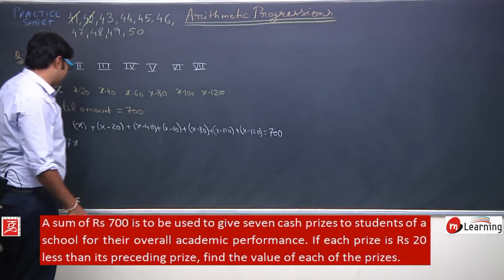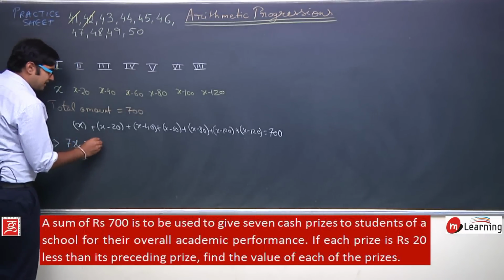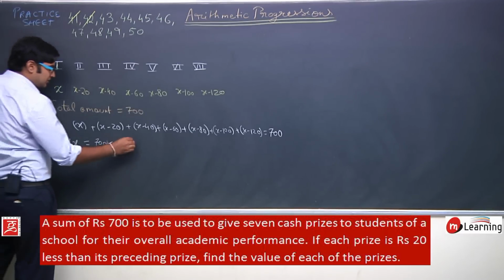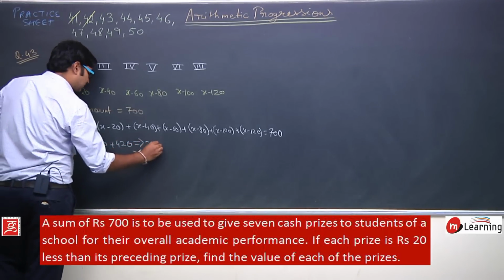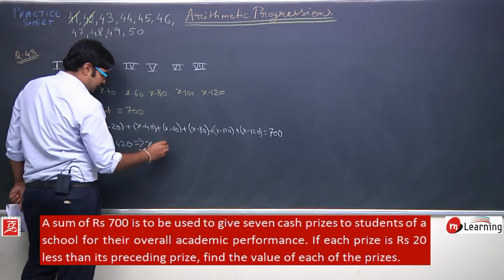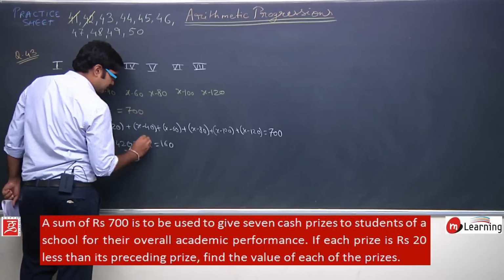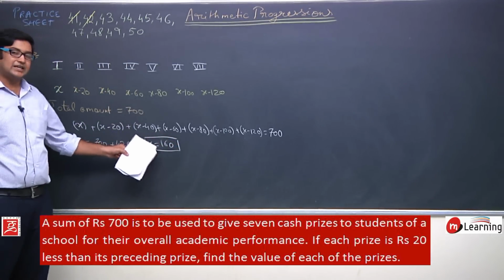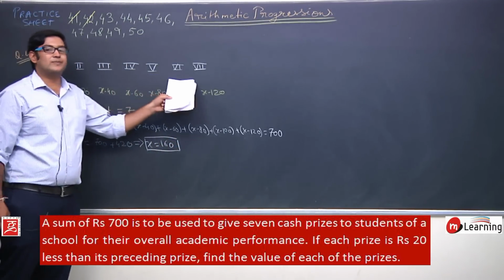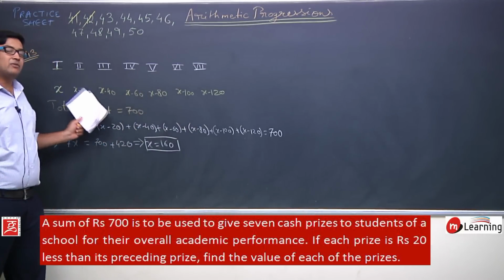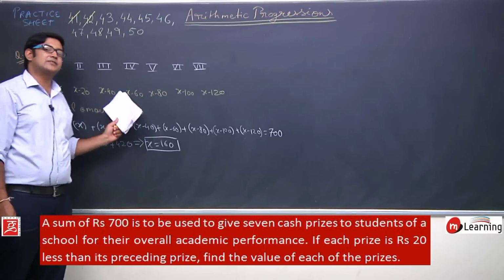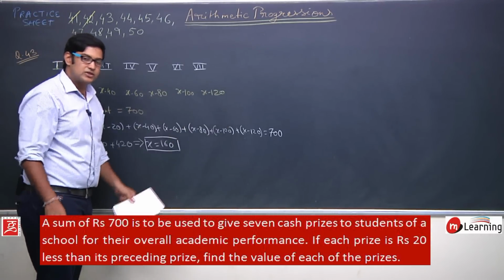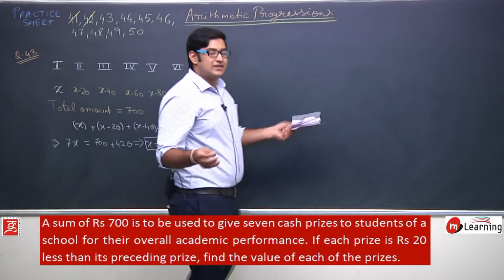So what you are going to have is 7x equals 700 plus 420. So this will give you x equals 160. You get the value of x as 160, and from this you can calculate all the prizes. This will be 160, this will be 160 minus 20, this will be 160 minus 40, then 160 minus 60 and so on. In this way you can calculate all the 7 prizes.